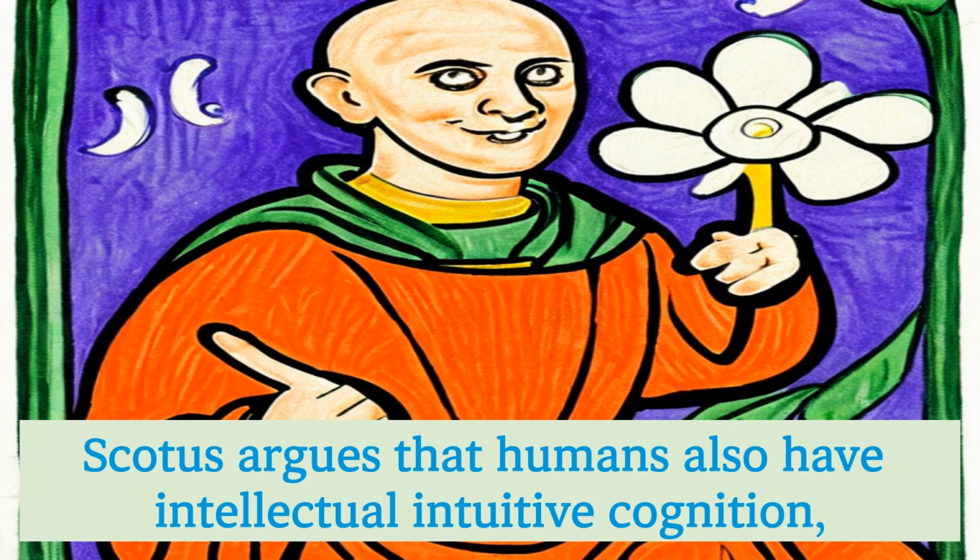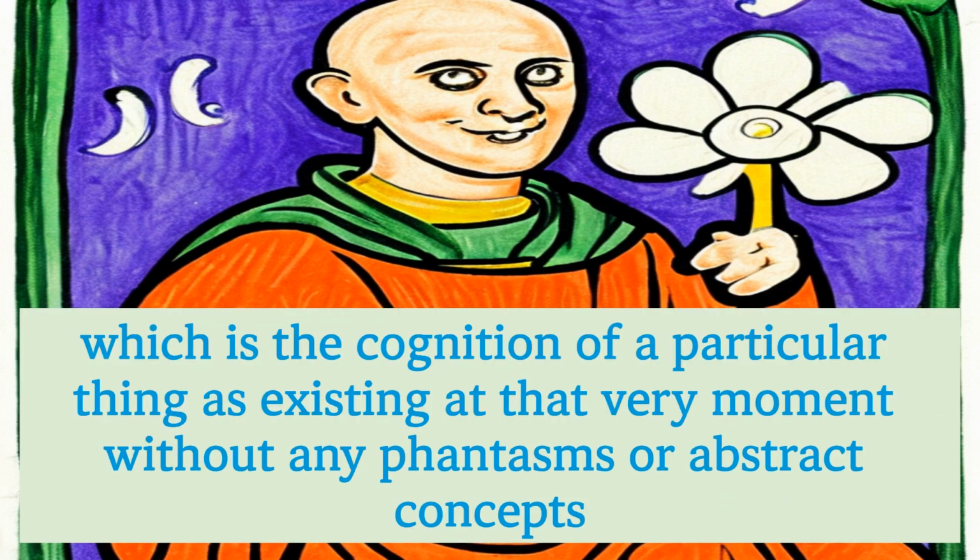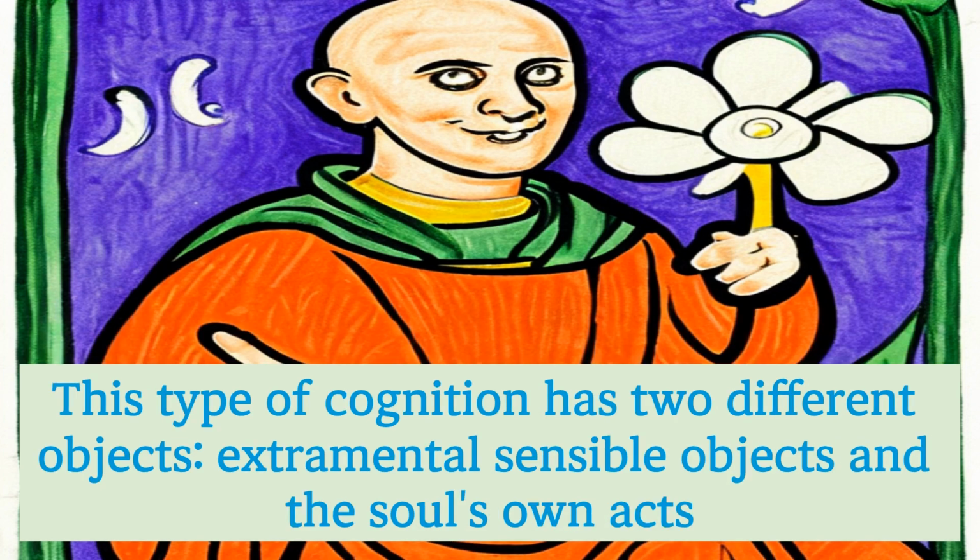Scotus argues that humans also have intellectual intuitive cognition, which is the cognition of a particular thing as existing at that very moment without any phantasms or abstract concepts. This type of cognition has two different objects: extramental sensible objects and the soul's own acts.